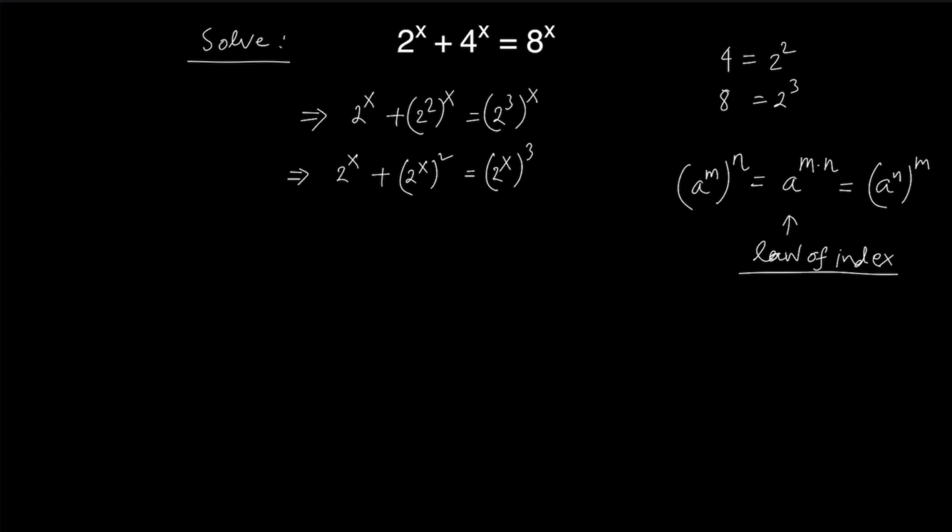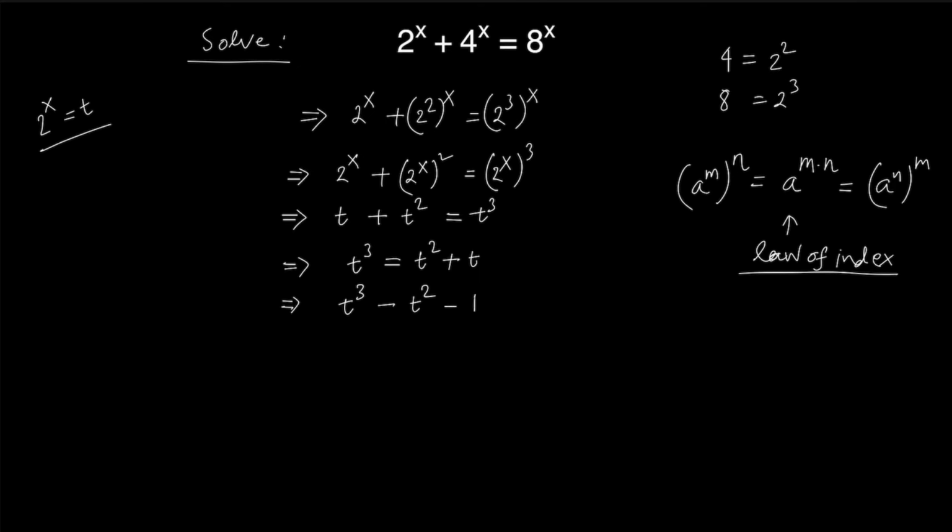Now if we say 2 to the power x is t, then this equation reduces to t plus t square is equal to t cube, right? So this is t cube equals t square plus t. Just we exchange the sides. So this can be written as t cube minus t square minus t is equal to 0.